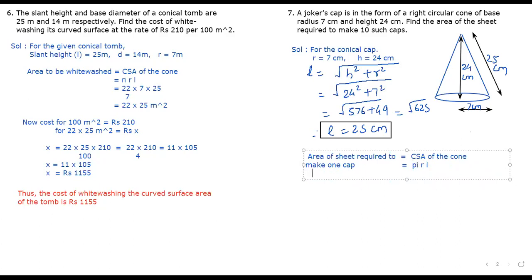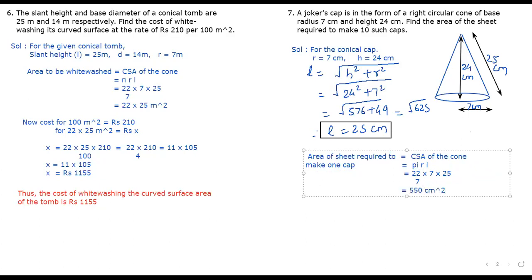Pi r L. Put the values, get the answers. 22 upon 7 into 7 into 25. 7 and 7 get cancelled. 22 into 25, 550 centimeters square. 550 centimeters square. Very good answer.